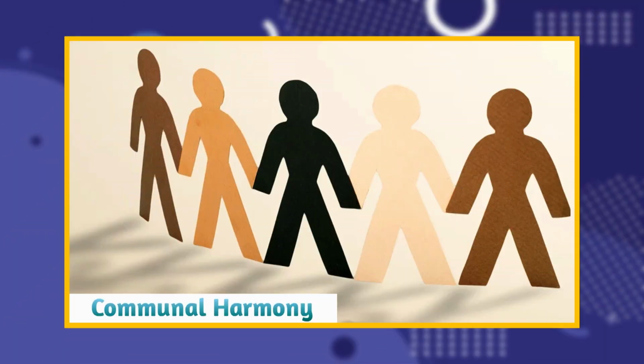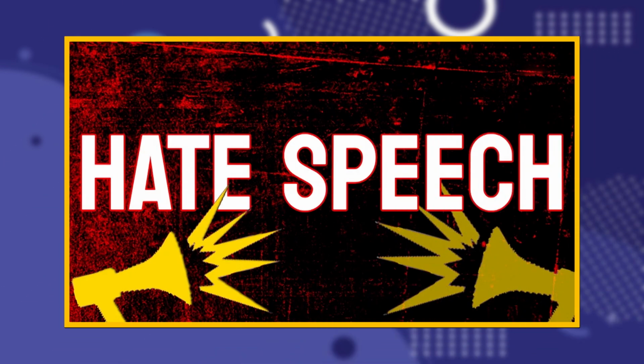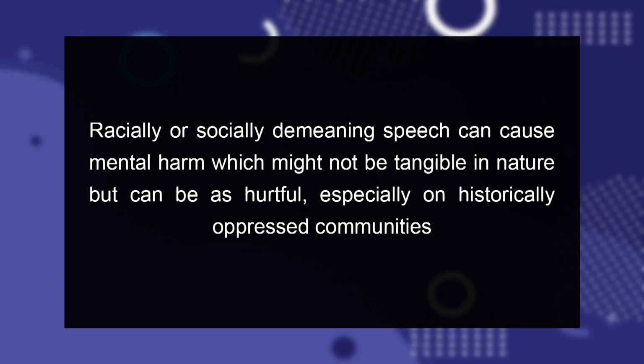This is especially true in multicultural or plural societies, wherein communal harmony is also an important social good, and hate speech can disrupt communal harmony, thereby harming social utility. Moreover, with respect to speech as well as actions, some critics also argue that the line between harm and offense is not always clear. For example, racially or socially demeaning speech can cause mental harm, which might not be tangible in nature, but can be as hurtful, especially on historically oppressed communities.